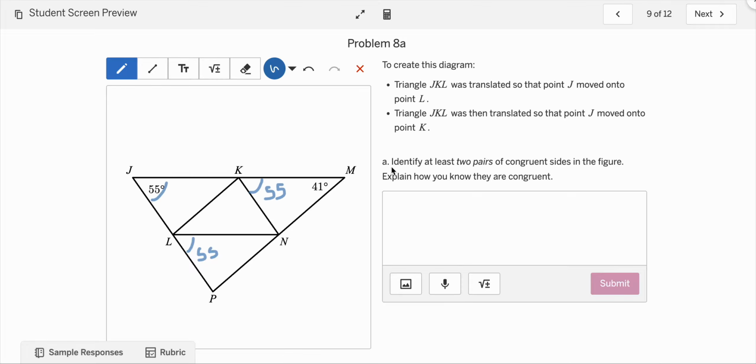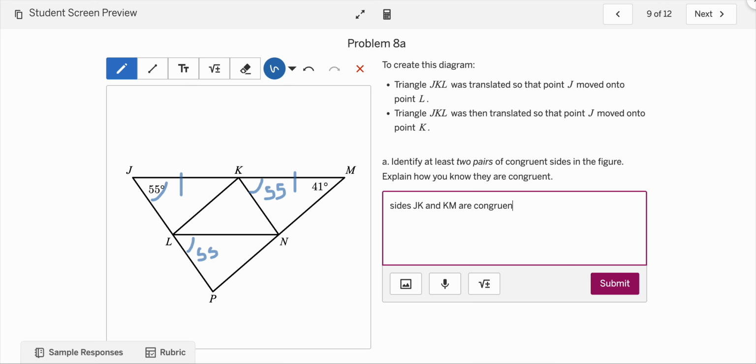Okay? The next question says identify at least two pairs of congruent sides. So I'm not talking triangles, I'm just talking sides. So I know that if I move this triangle here to here, that side JK and KM are congruent because they are equal triangles when we translated JKL, right?